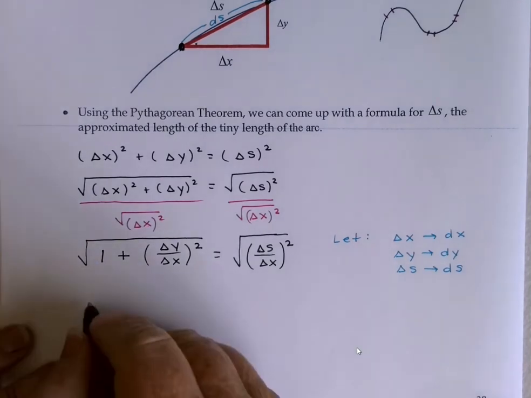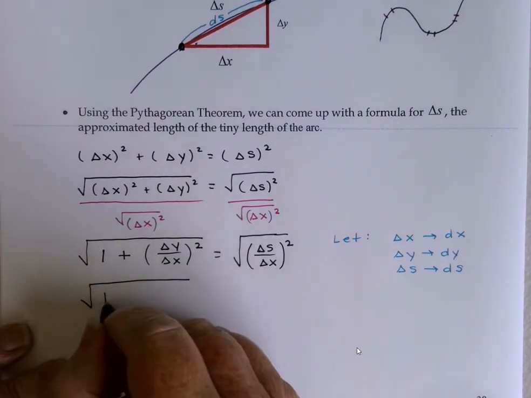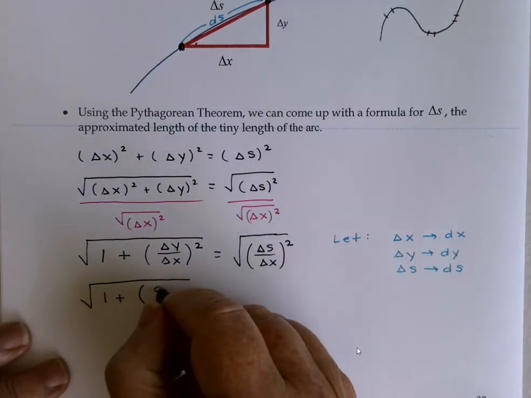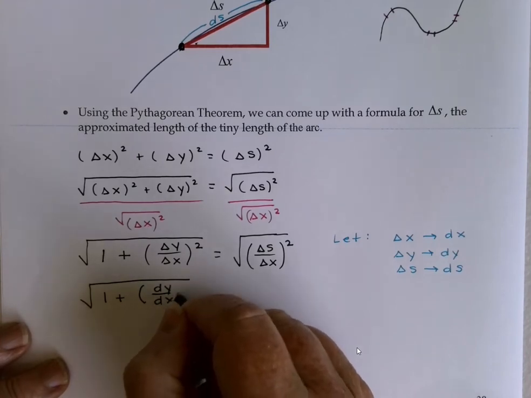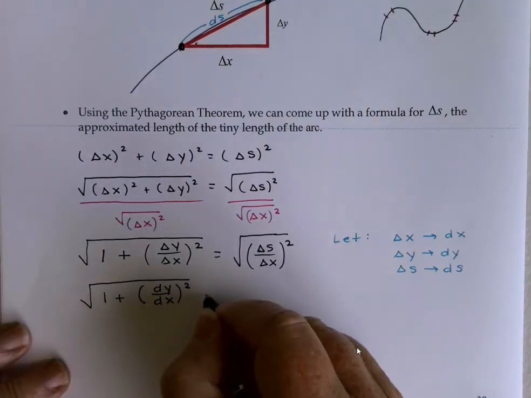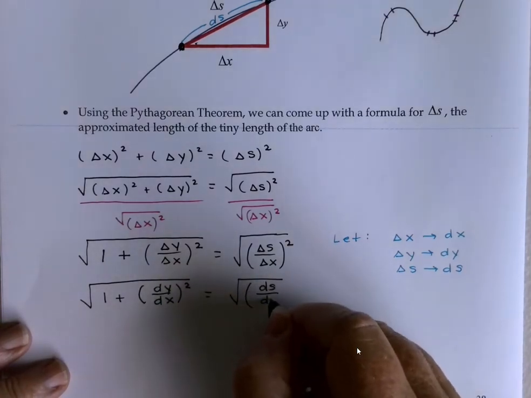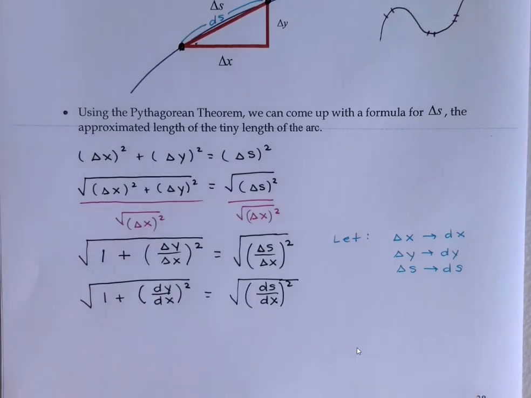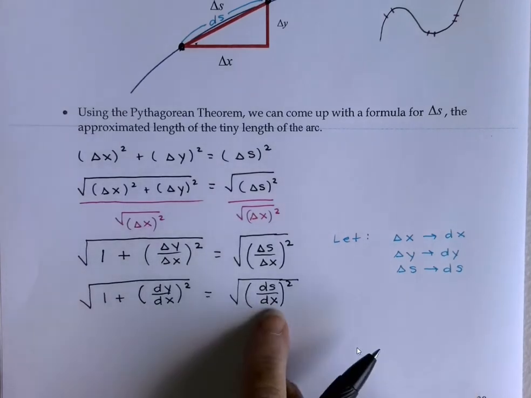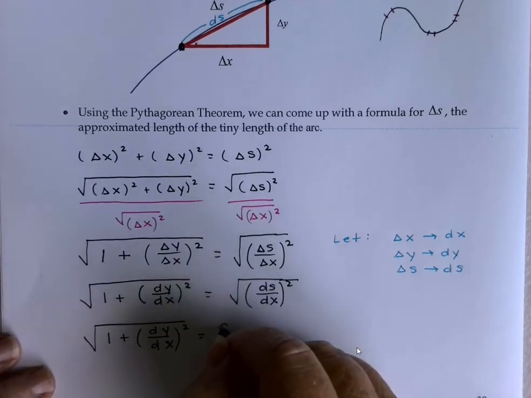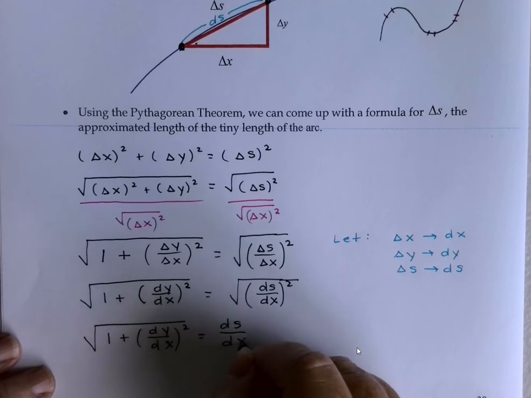Let's make those changes in our equation. Delta y over delta x then is going to become dy over dx, and we've reached our derivative. Similarly over here on the right-hand side, ds over dx, and we've reached a derivative there as well. And of course on this side I can simplify. Taking the square root of the square, I just have ds dx.